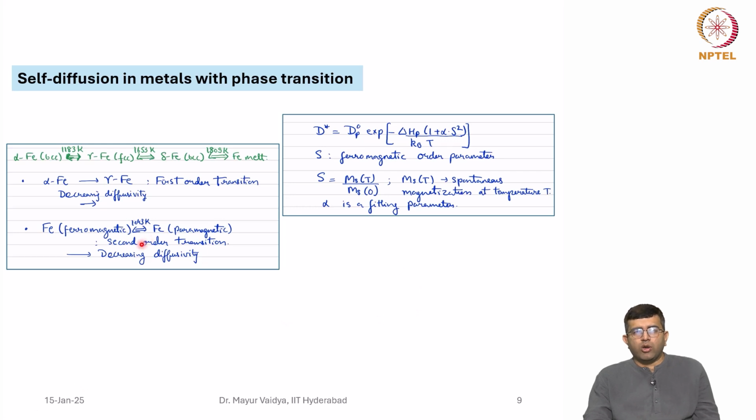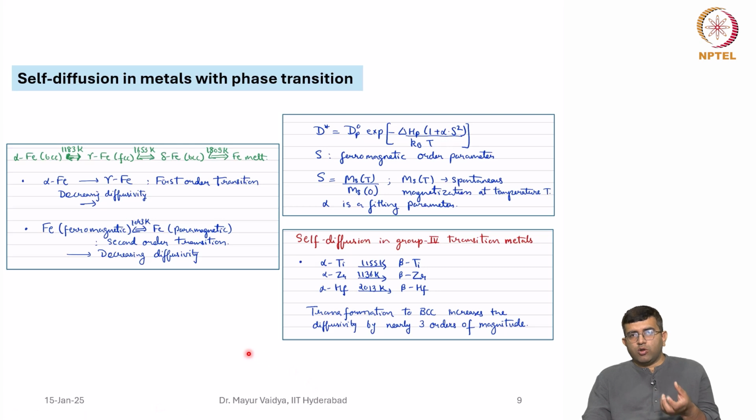So, people try to quantify this change by fitting or putting some model like D star is equal to D_P naught exponential minus delta H_P (1 plus alpha S square) by k_B T. This is the paramagnetic phase, and S is the ferromagnetic order parameter, which is given by the ratio of spontaneous magnetization at temperature T and at 0, and alpha is a fitting parameter.